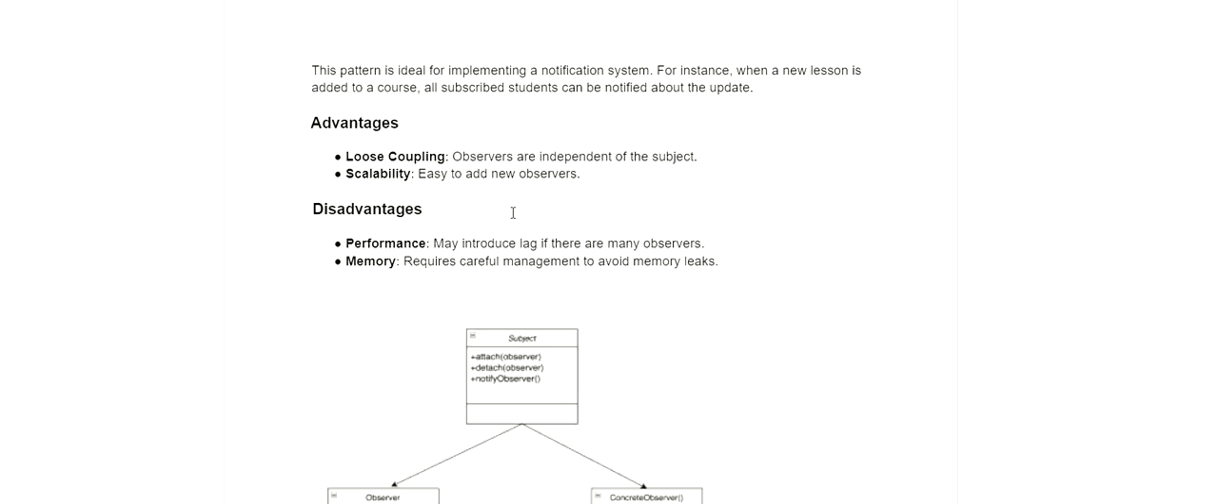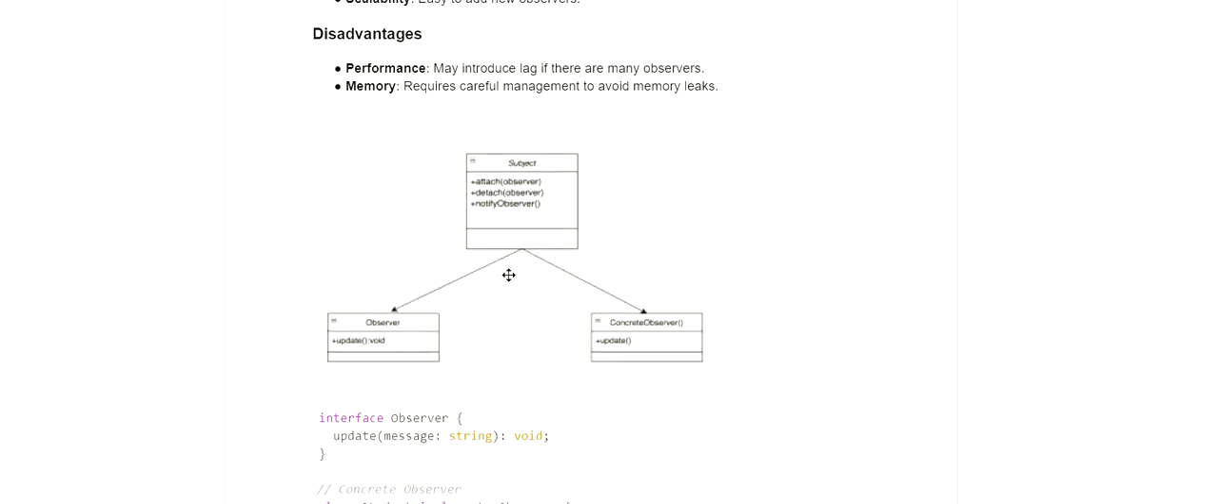And secondly, the observer pattern basically helps us to create a really scalable architecture. There are also a few disadvantages. For example, there may be too many observers, and secondly, it requires a lot of memory.